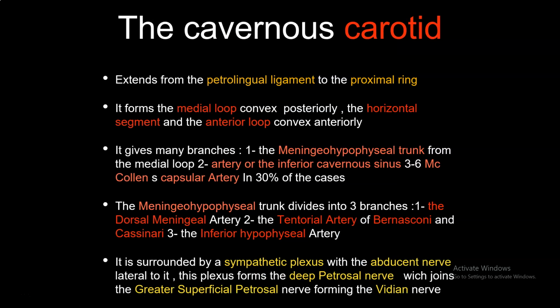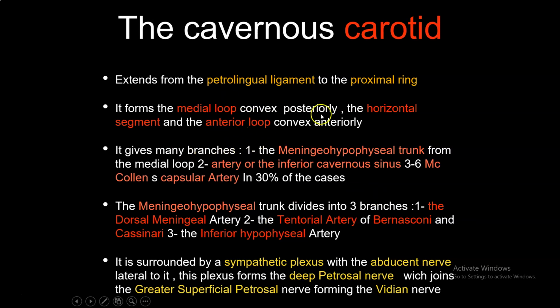The cavernous carotid, as we said in the carotid artery before, extends from the petrolingual ligament to the proximal ring. It forms the medial loop, which is convex posteriorly, the horizontal segment, and the anterior loop convex anteriorly. So in the cavernous sinus, we are concerned about the medial loop, horizontal segment, and anterior loop.